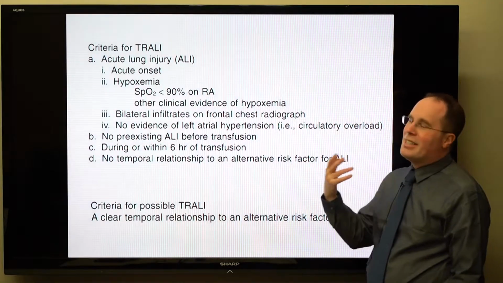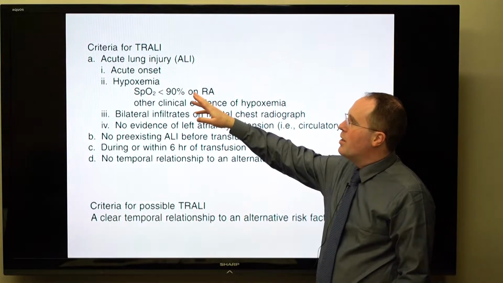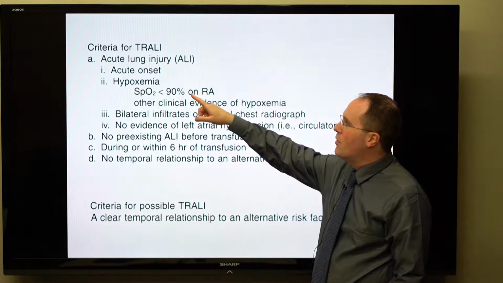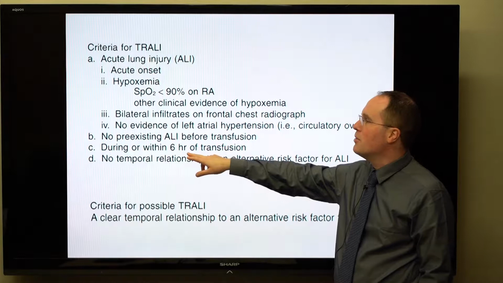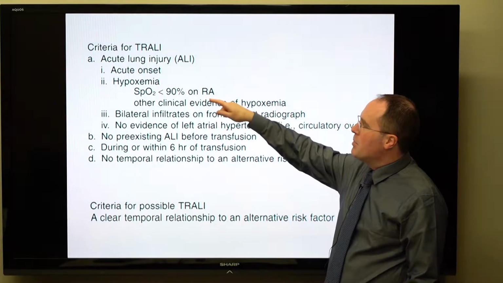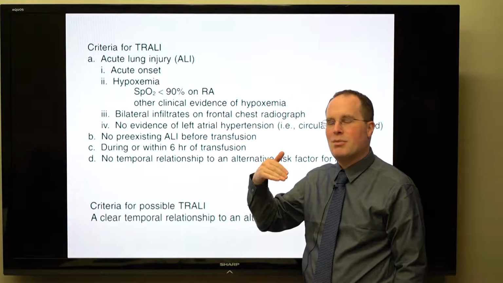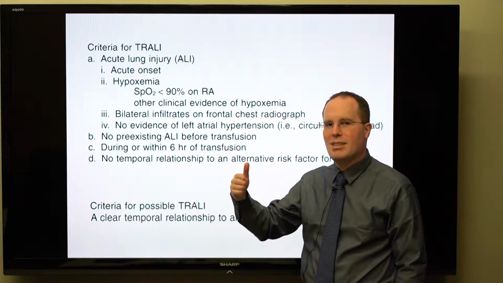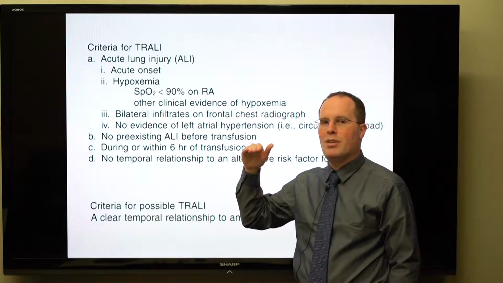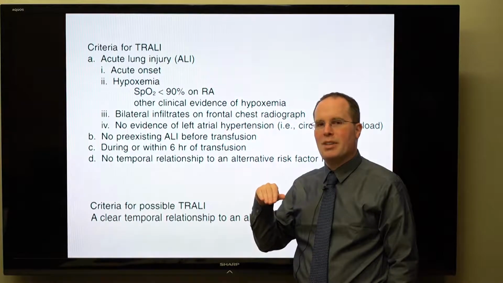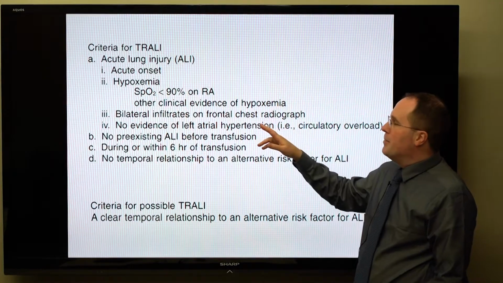So there was this consensus criteria developed for TRALI, and what they said was an acute onset for acute lung injury, meaning during or within 6 hours of transfusion. And we see hypoxemia, usually O2 sats drop below 90, so at least 10% on room air. But of course, if they're already starting at a low level, I want to see a 10% decrease from their baseline. Or other clinical evidence of hypoxemia.